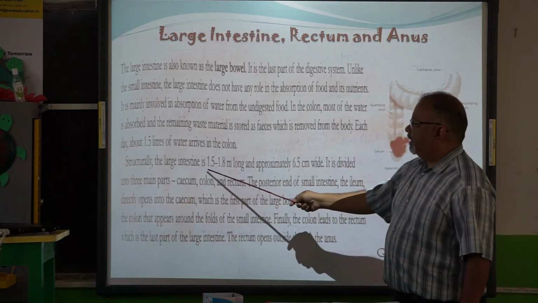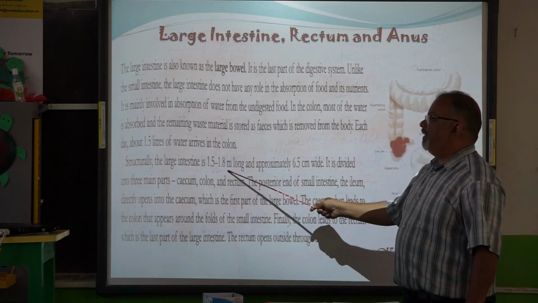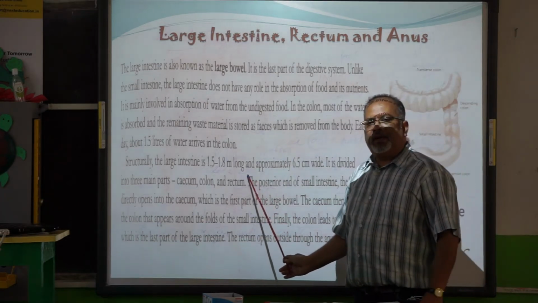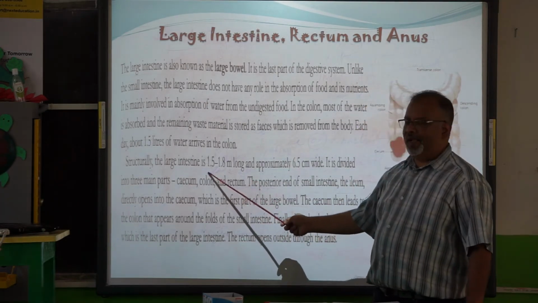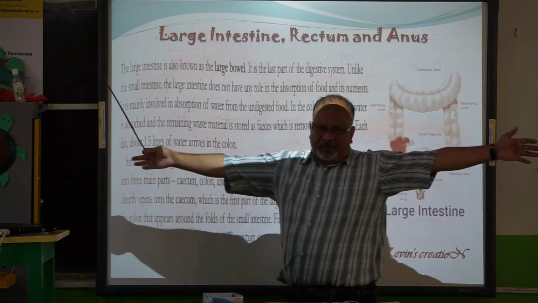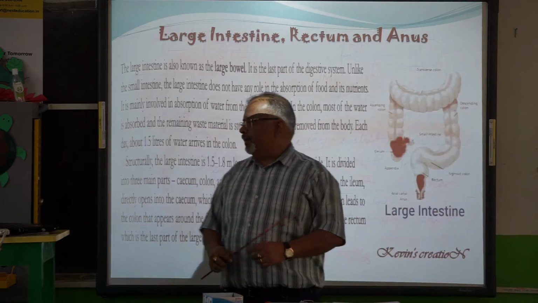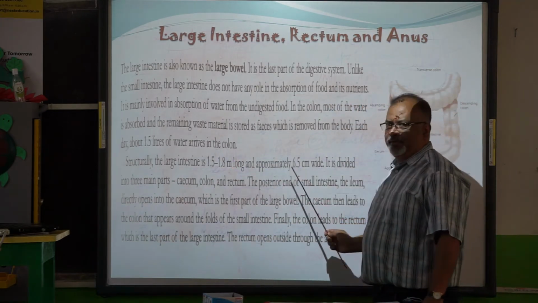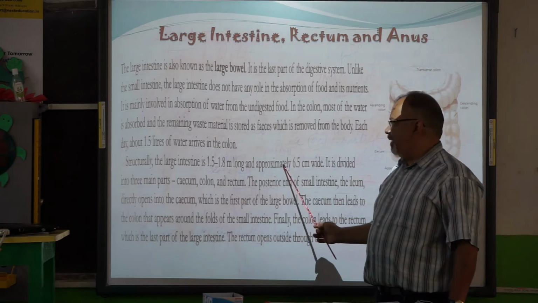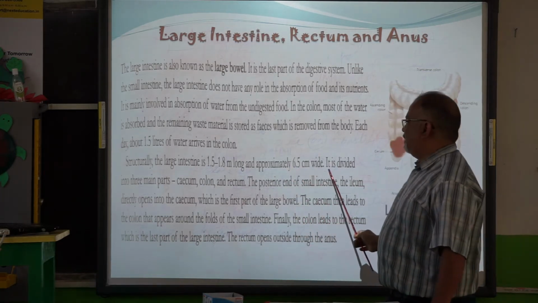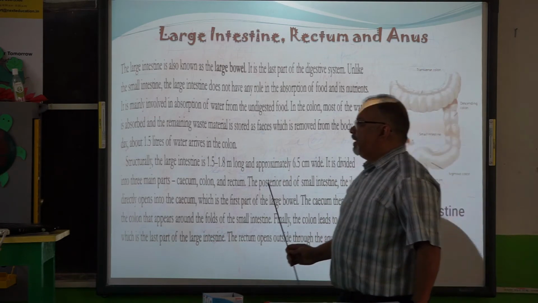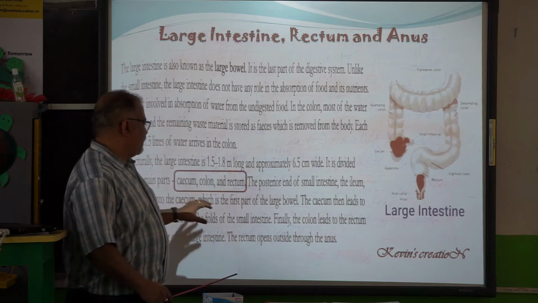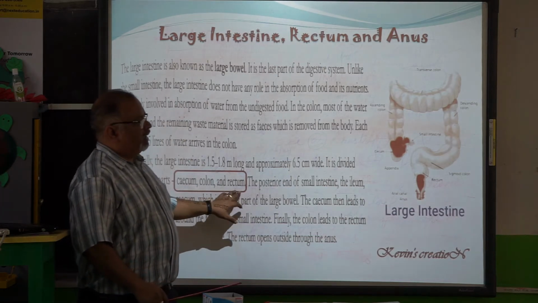Structurally, the large intestine is 1.5 to 1.8 meter long. Small intestine was 7 meters long, but it is only 1.5 to 1.8. Okay, so that is the length of the large intestine, and approximately 6.5 centimeter wide. Small intestine was 2.5 only, but it is 6.5 centimeter wide. It is divided into three main parts. So here you can see what are the three main parts: cecum, colon, and rectum.